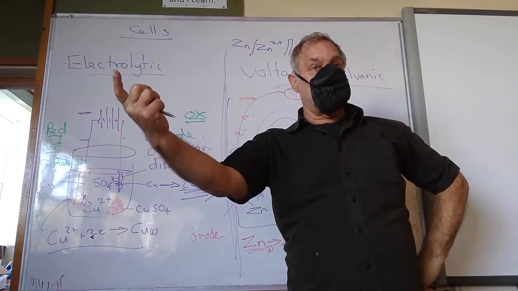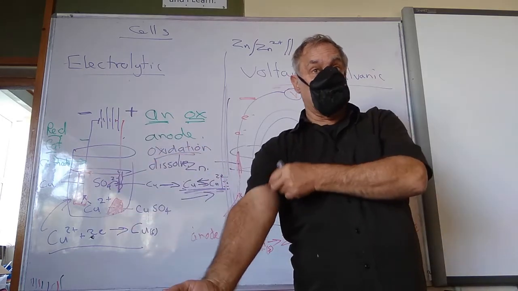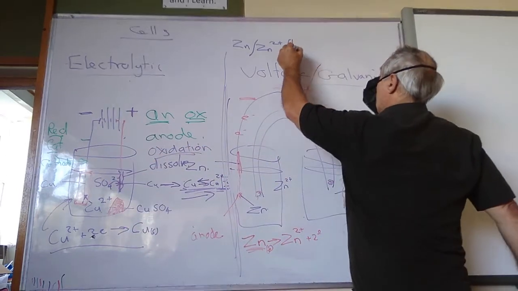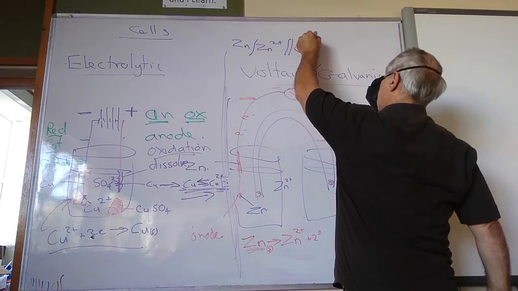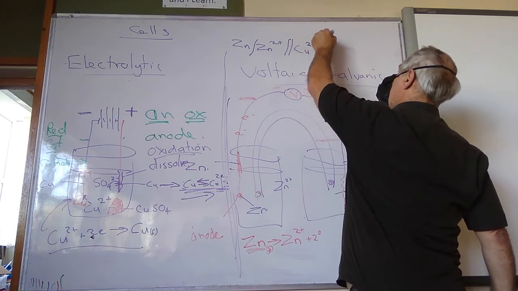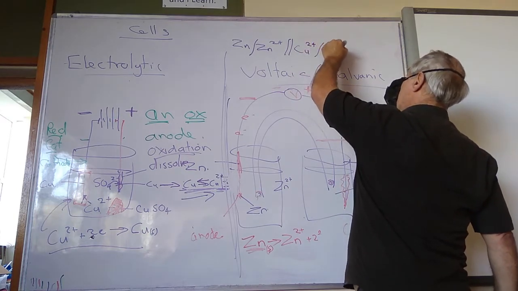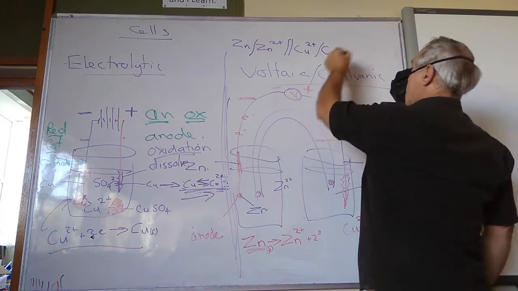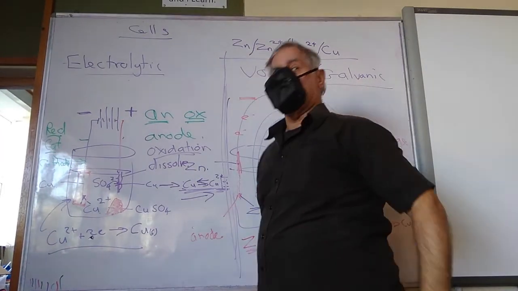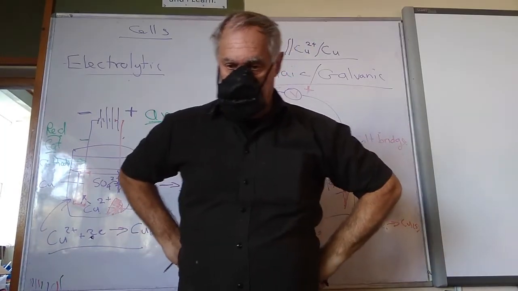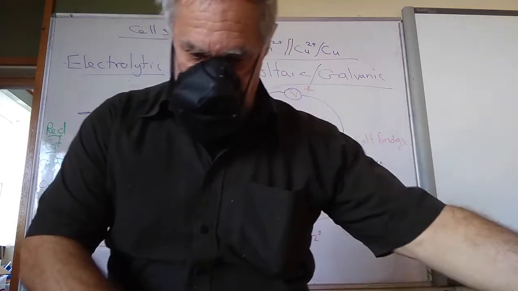Then something's got to be reduced. What was reduced? Not copper so much as copper 2 plus. And it went to form copper. And that is how we summarize the reaction. All happy?